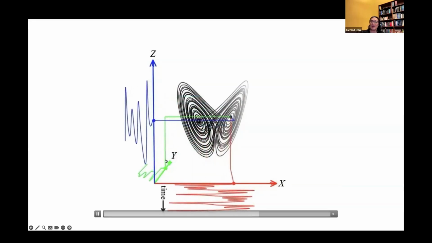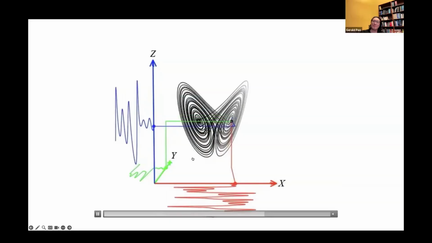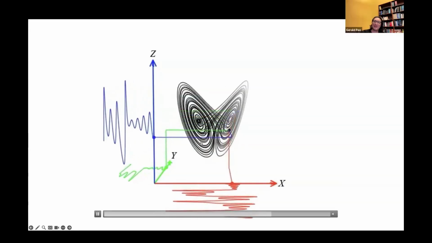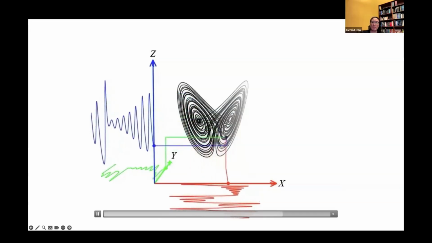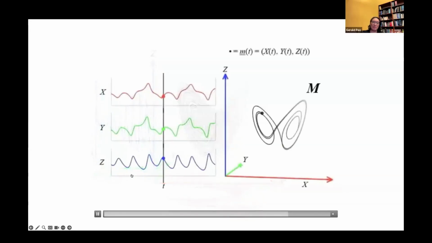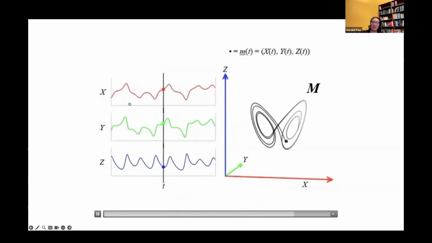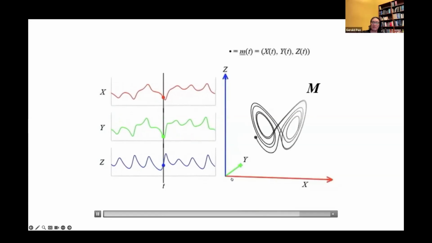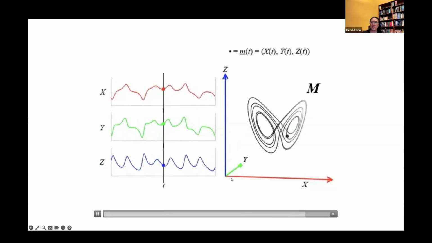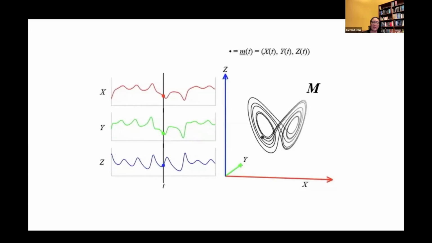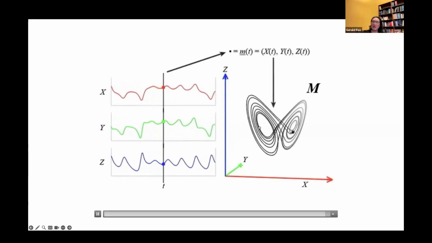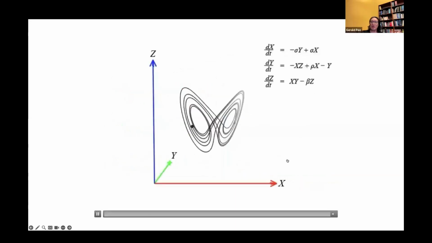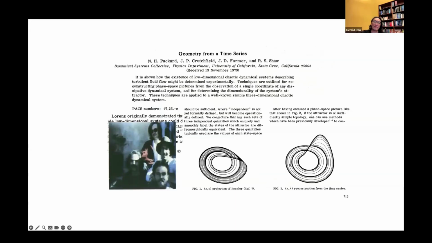And if you actually take the three time series and plot them against each other in this phase space, then you get the manifold. So you can interchangeably go from the manifold to a time series, and you can also go from time series to manifold. You can go from one to the other. So we actually use these mathematical objects, these shapes, which we call attractors or manifolds.